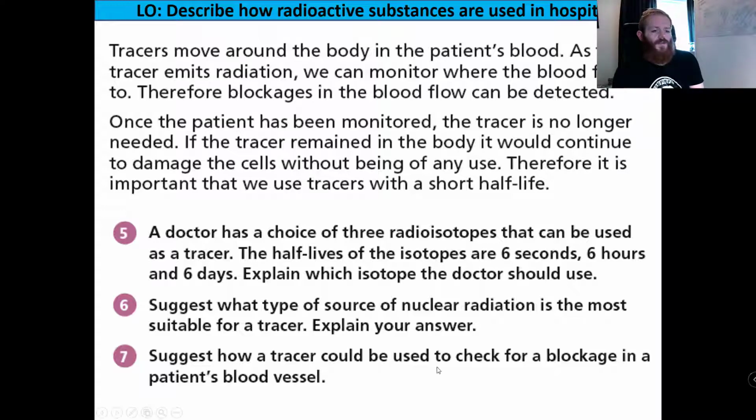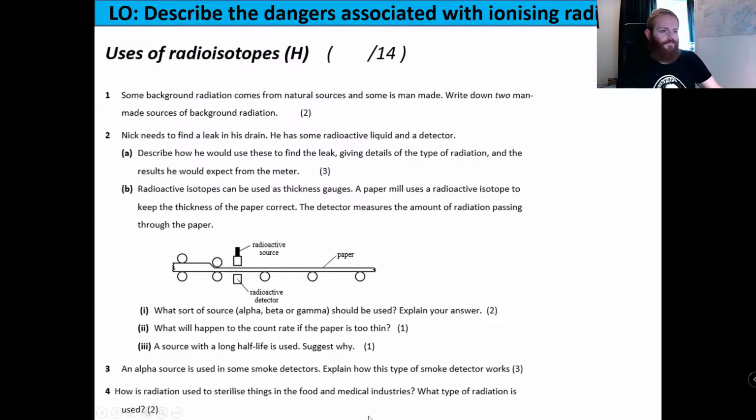Suggest how a tracer could be used to check for a blockage in a patient's blood vessel. Well, it said that up here, didn't it? As a tracer emits radiation, we can monitor where blood flows to, and therefore blockages in the blood flow can be detected. So you can imagine watching it on a screen as the gamma camera picks up the tracer as it's passing through the bloodstream, and you see it going down, passing through something, then just boom, stops. It stops for a reason, probably because there's a blockage there. So we can use tracers to look up things like that as well, not just sources of cancer.